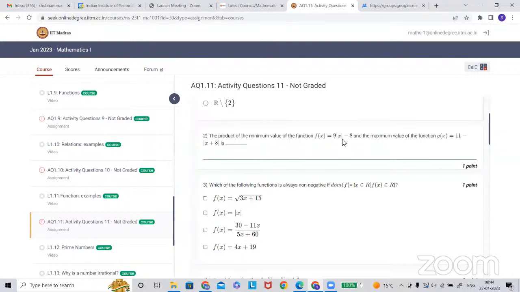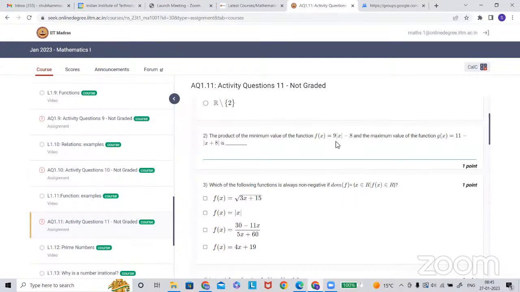Suppose you are substituting 4. If you substitute 4 here, then what will you get? I get 36 minus 8, 28. Okay. And if you substitute x is equal to 2, then I get 10. See what is happening: when you substitute x is equal to 4, you get 28. When you substitute x is equal to 2, you get 10.